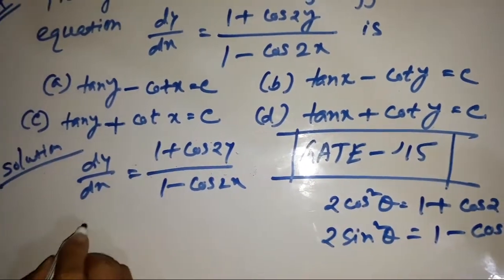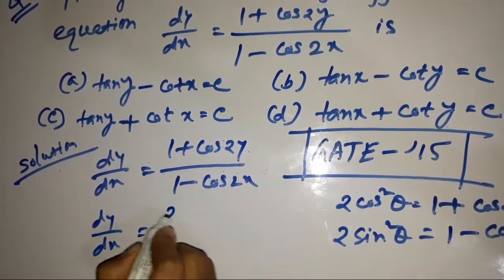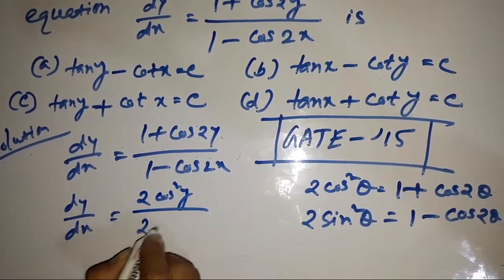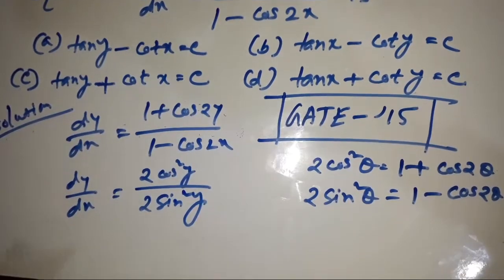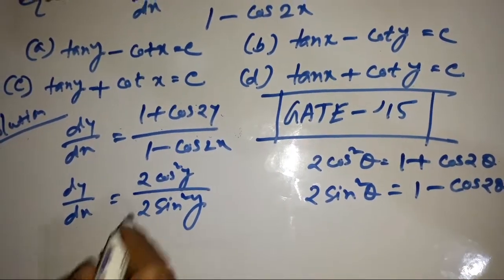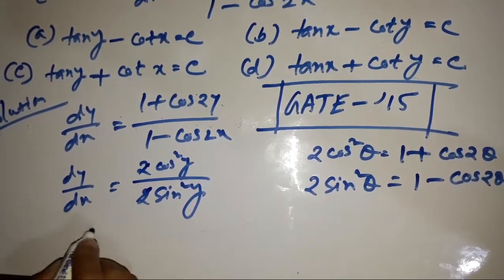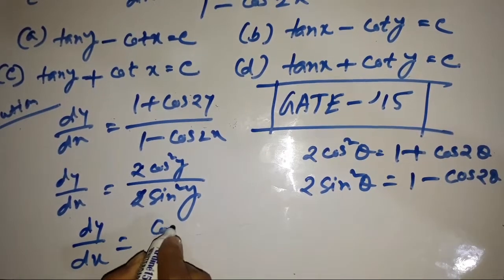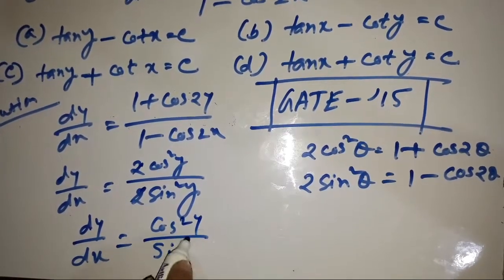Clear? So dy/dx, and this one is replaced by 2 cos² y, and this one is replaced by 2 sin² x. Clear? 2 cos² y by 2 sin² x. The 2 cancels, and now dy/dx equals cos² y by sin² x.